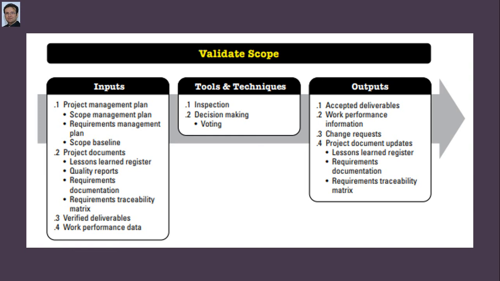Work performance information. If a deliverable has some issues, you will prepare a change request document for the change control board, and obviously you will have to update project documents, requirement documentation and the traceability matrix.